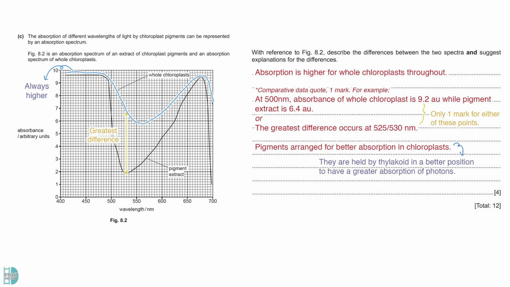The whole chloroplast has a higher absorbance as the pigments are arranged in the photosystem. They are held in a better position to have a greater absorption of photons. Besides, whole chloroplasts contain more pigments. Some of the pigments may be destroyed or lost in the preparation of the extract.